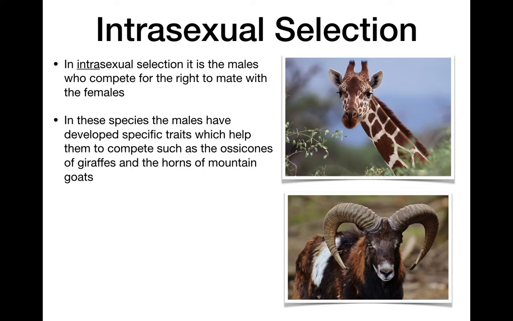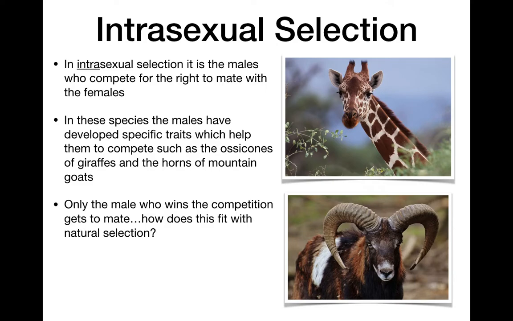An example would be the ossicones of giraffes. We talked at the very beginning of our unit about ossicones as an example of a trait that has evolved for fighting. Horns of mountain goats and rams also help them to fight. These are all examples of traits that developed in males to allow them to fight, and the bigger they are, the more likely they are to win a fight and therefore pass on their genes. So only the male who wins the competition gets to mate.